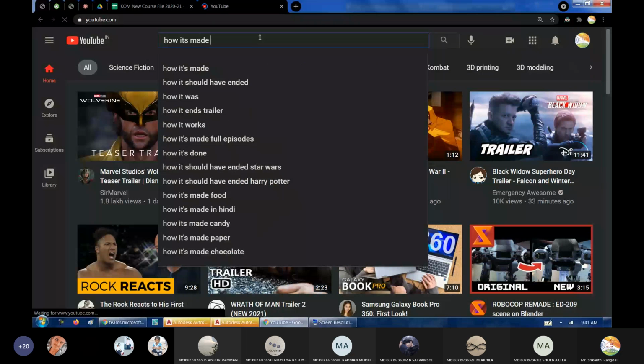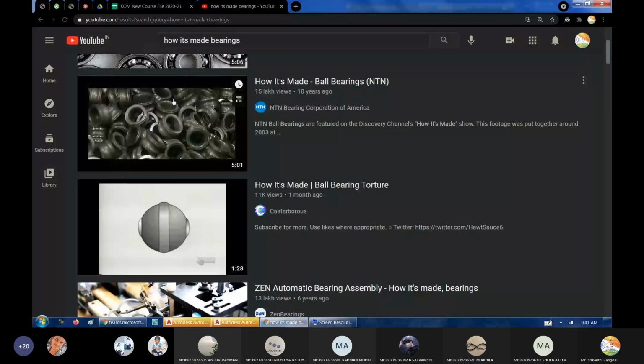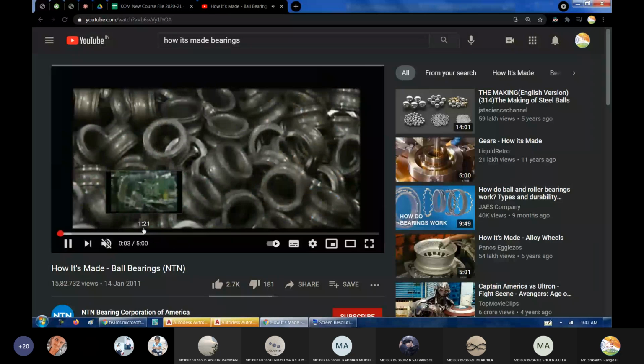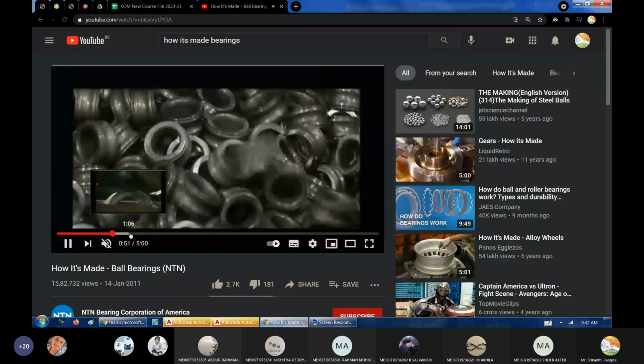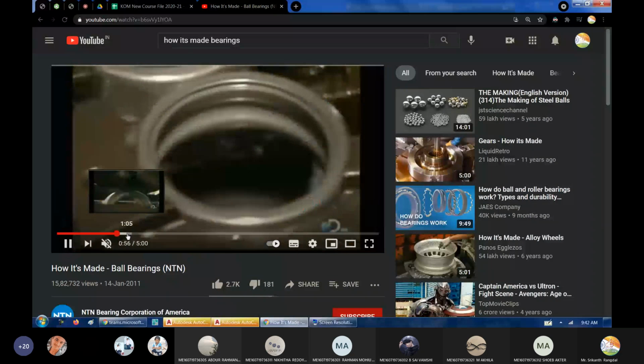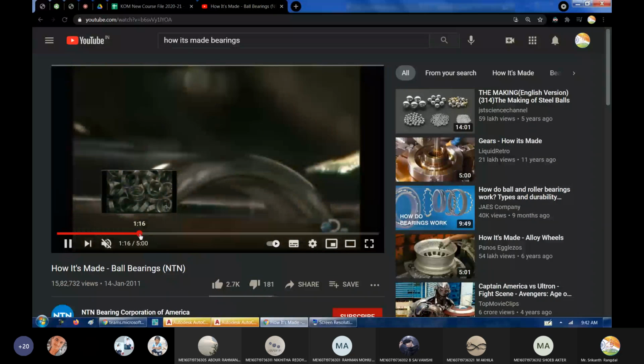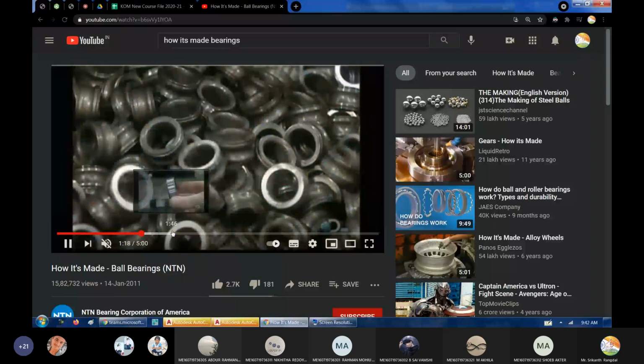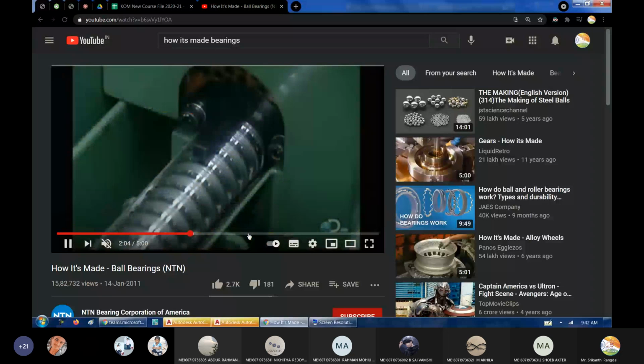Bearings. Okay, ball bearings, how the ball bearings are made. Let me show you where the Geneva mechanism is located. It's used in the assembly almost near the end. Where did it go?